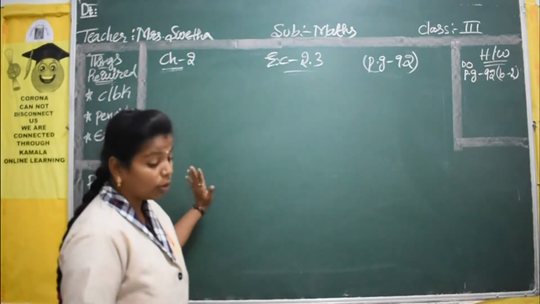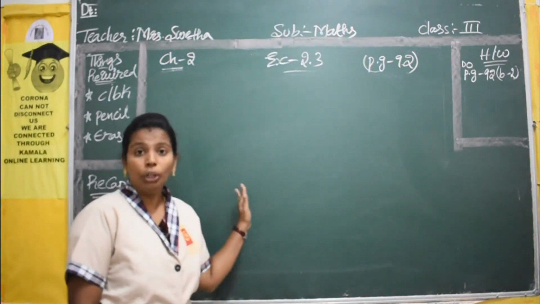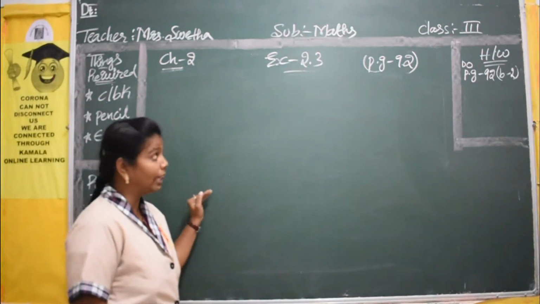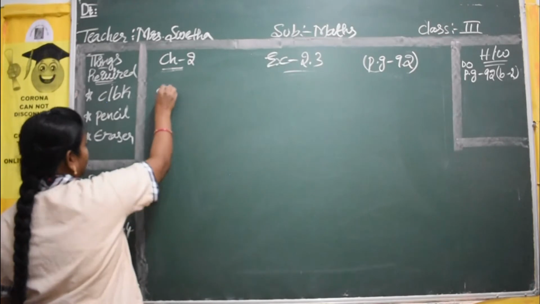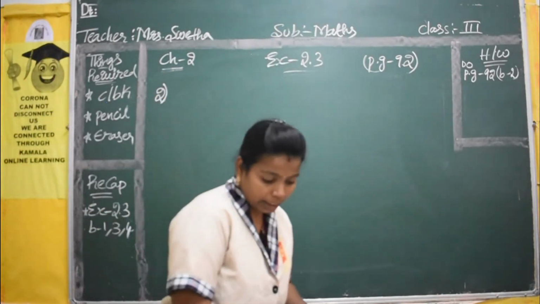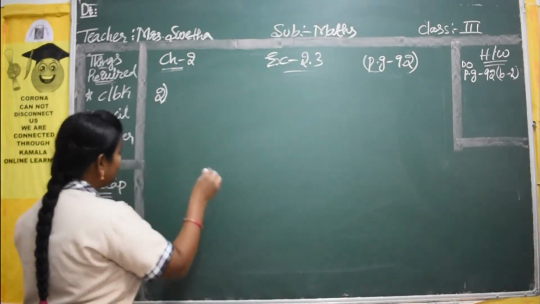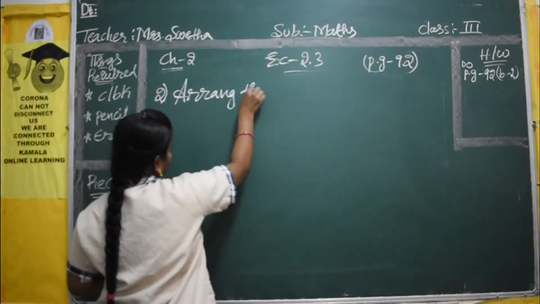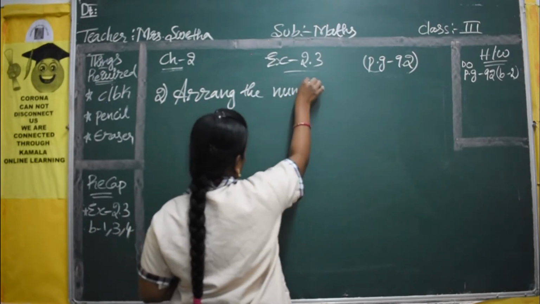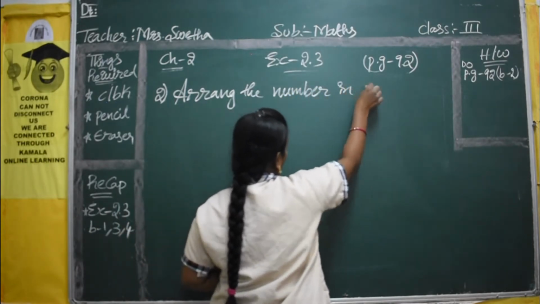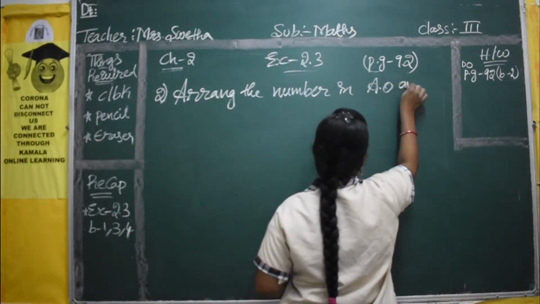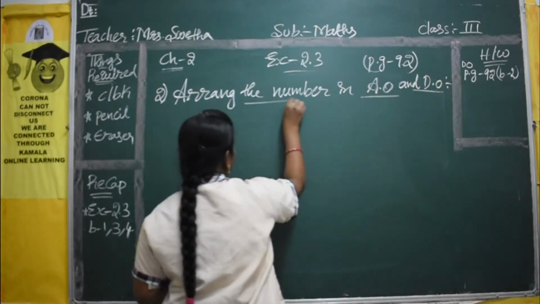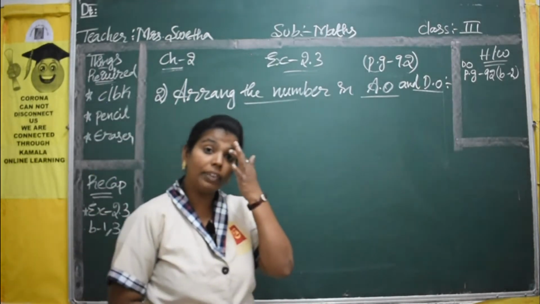So here also, in the second bit, you have the same checking of the numbers. In the second bit, you have to arrange the numbers in ascending order and descending order. I think you have learned this ascending and descending order in your previous class, children.